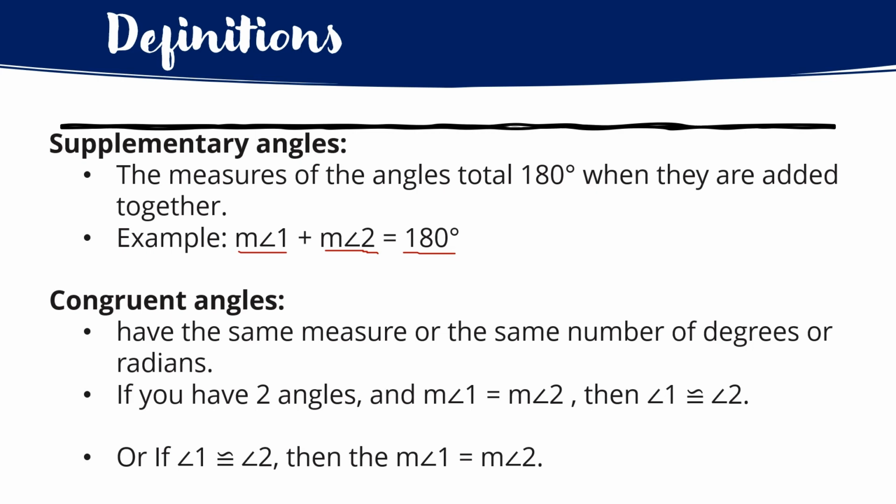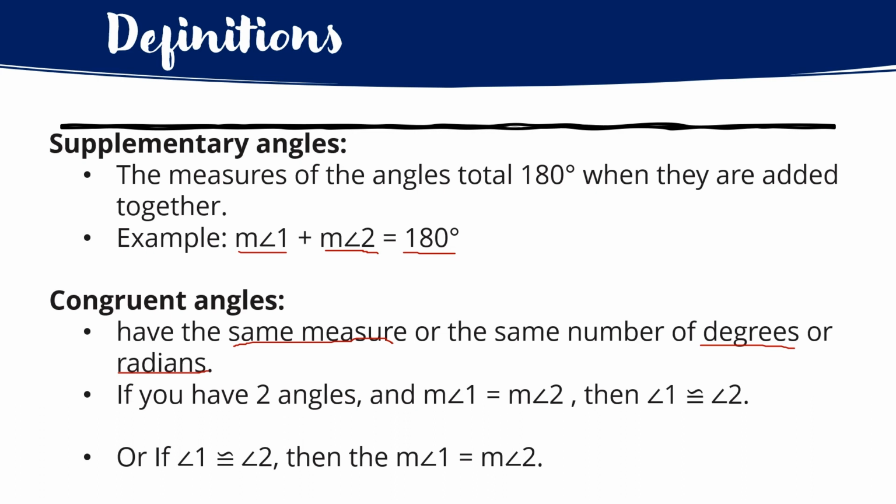Congruent angles is the next definition. They have the same measure or the same number of degrees or radians. It depends on how you are measuring your angles, and it depends on how your teacher is telling you to do it. Most times we just use degrees, but sometimes some teachers will teach you how to measure it in radians. But the point is, if they have the same exact measure, then they are congruent.